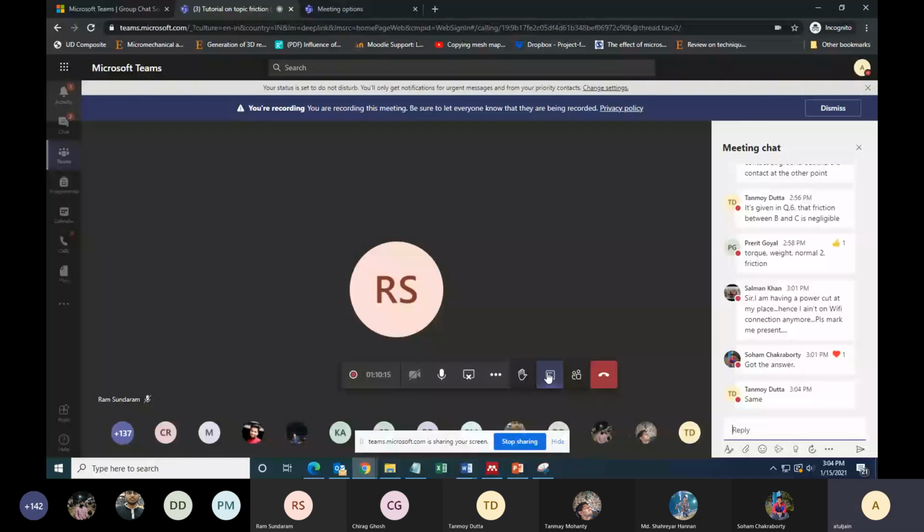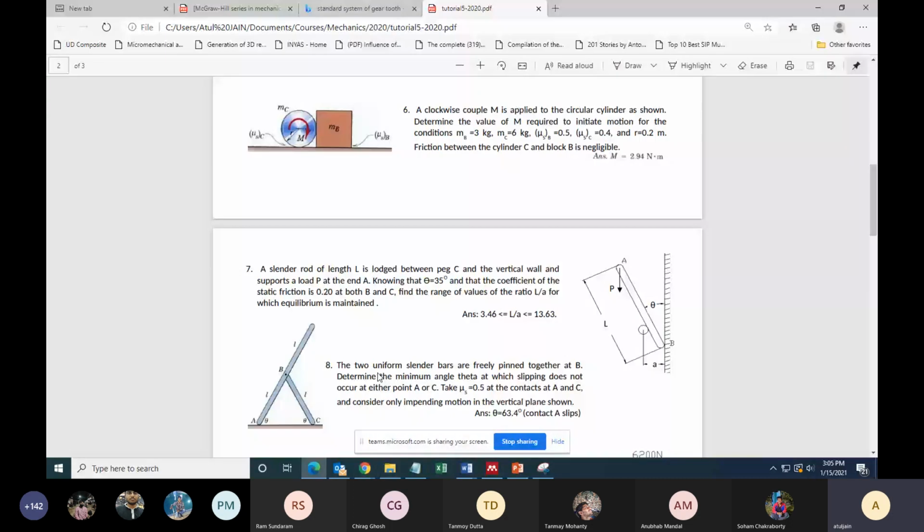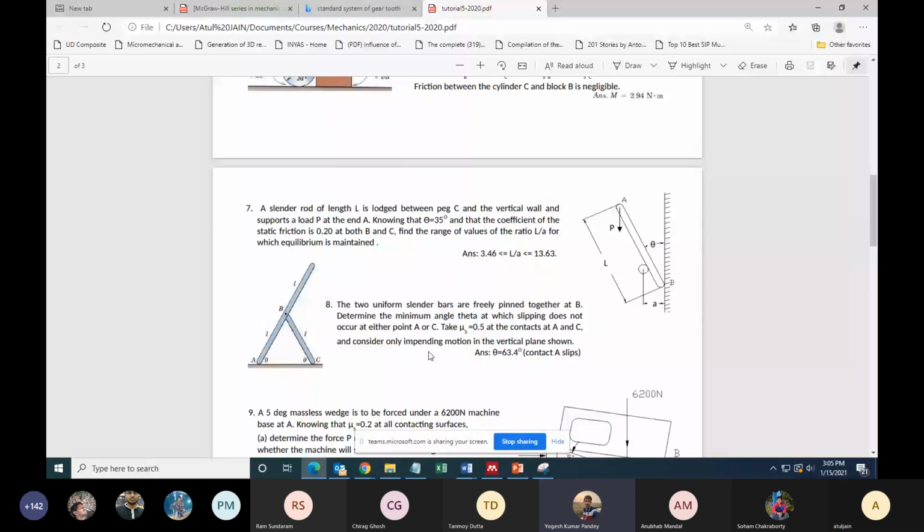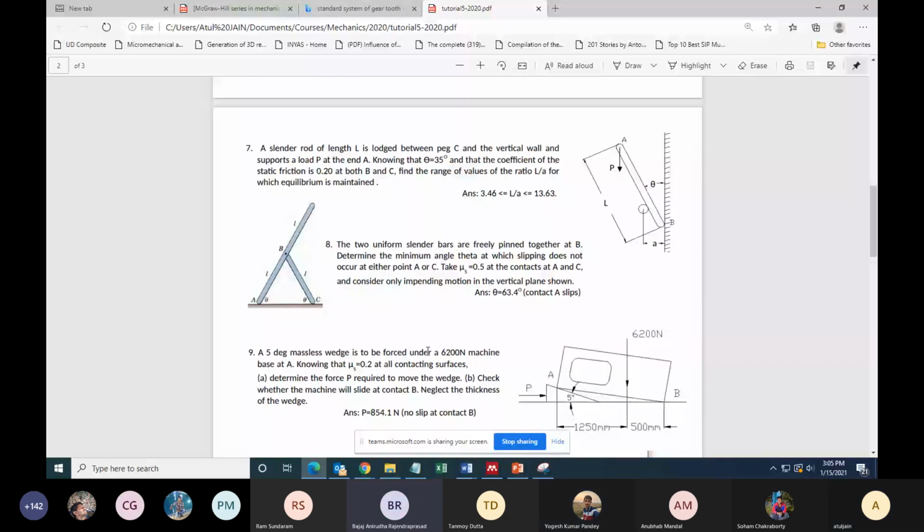Yes, sir. Okay, good. So what else? What to do next? Let's look at question number 7. Okay, I think I can manage for 15 to 20 more minutes. I'm not able to see the peg in question number 7. Actually in 7, sir, point C is at the peg, which is not written on the diagram. A slender rod is between peg C. The circle that you see is C.